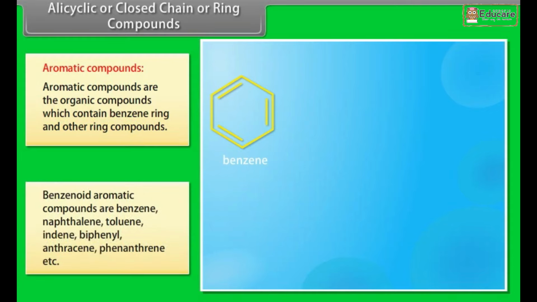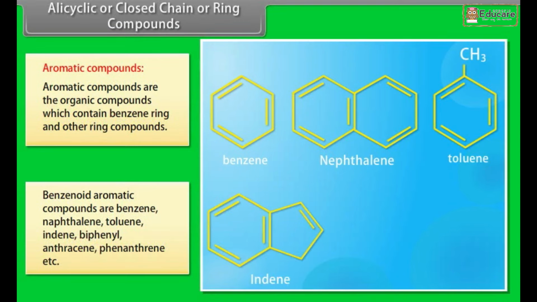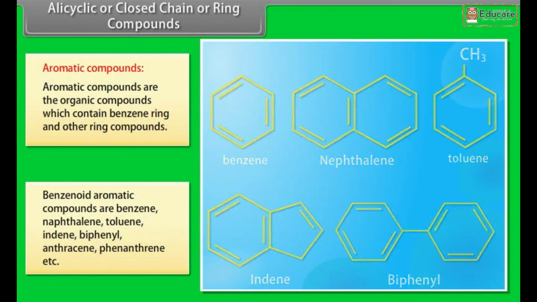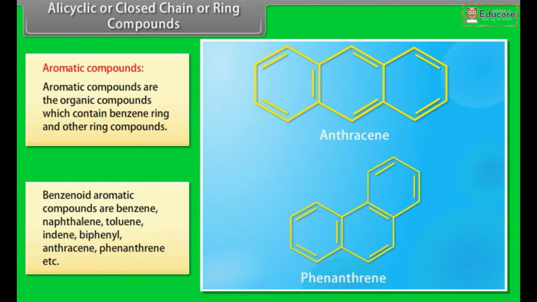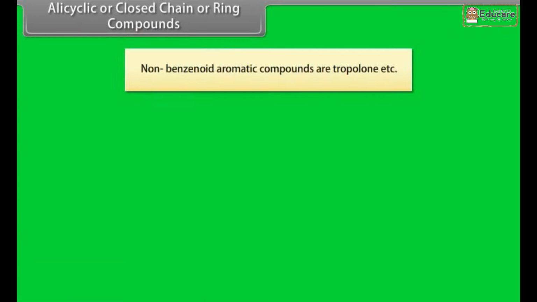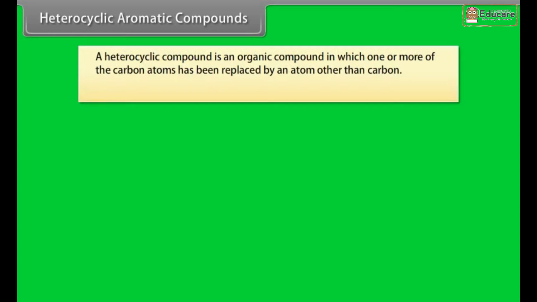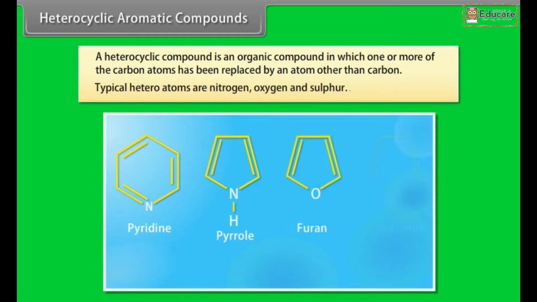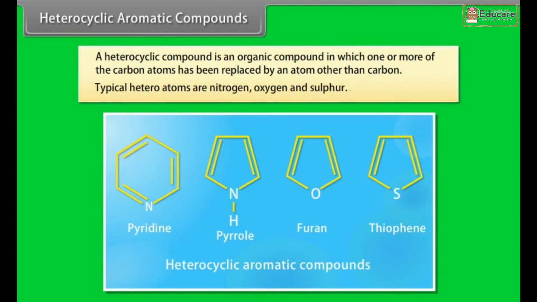Benzenoid aromatic compounds are benzene, naphthalene, toluene, indene, biphenyl, anthracene, phenanthrene, etc. Non-benzenoid aromatic compounds are tropylium, etc. Heterocyclic aromatic compounds: a heterocyclic compound is an organic compound in which one or more of the carbon atoms have been replaced by an atom other than carbon. Typical heteroatoms are nitrogen, oxygen and sulfur.